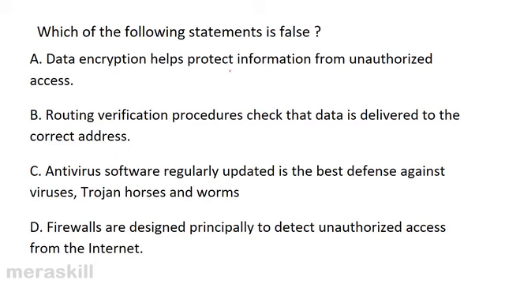See, data encryption, information from unauthorized people cannot access it. Yeah, they know the source, they know the destination. Right. Routing verification will ensure it goes to the correct thing. Antivirus is the best defense against viruses and trojans. Firewalls are designed principally to detect unauthorized access from the internet. Why is this wrong? It's not to detect, it is simply to prevent. You just cannot come in. They are not bothering about the detection. Is it clear?